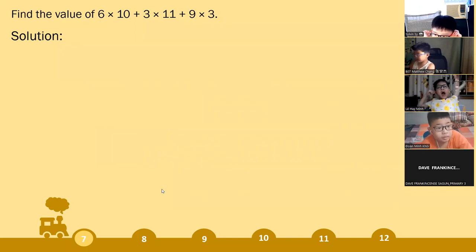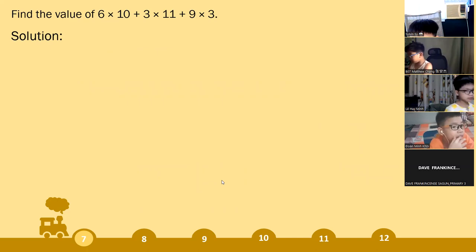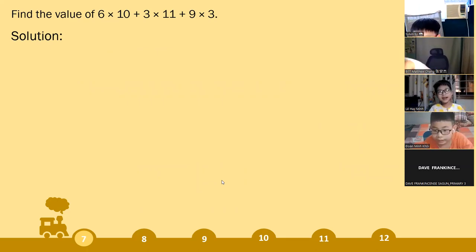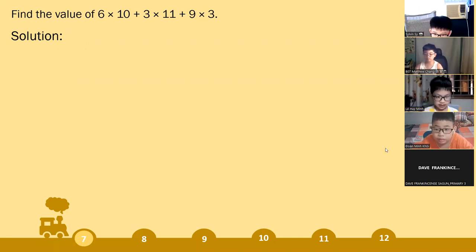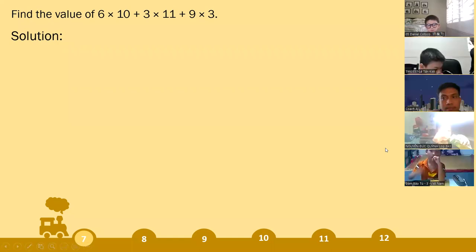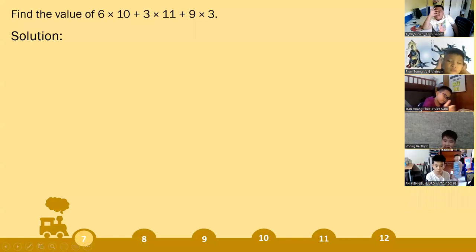Reminding everyone that this class is for primary 3. But that's easy for you, right? This is basically what the real test is, and then the mock test is what the BBB is. Like, what the heck? I checked our first, second, and third answers and I don't see any of that. Where is it? Isn't this a mock test? Yeah, this is the mock test. It's because we have a different mock paper from the one we are reviewing right now. We have a different find the value of 6 times 10 plus 3 times 11 plus 9 times 3.